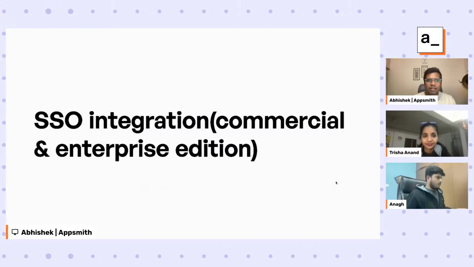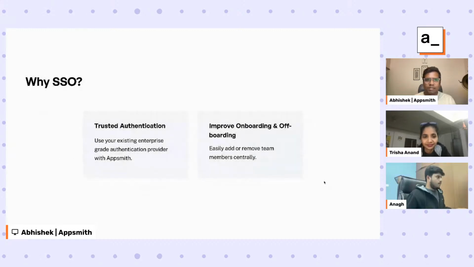Okay, so with that said, let's move on to this. Now, the reason we wanted to do SSO, there are two big reasons. First one is so that you as a user of AppSmith can use a trusted authentication instead of using AppSmith's form login or AppSmith's Google login. You can now use your trusted authentication provider. That's the first big reason.